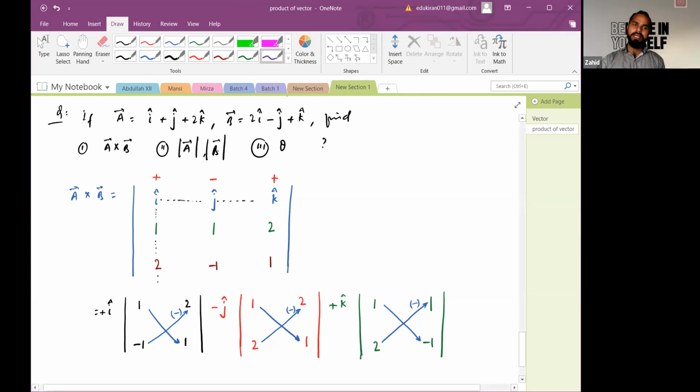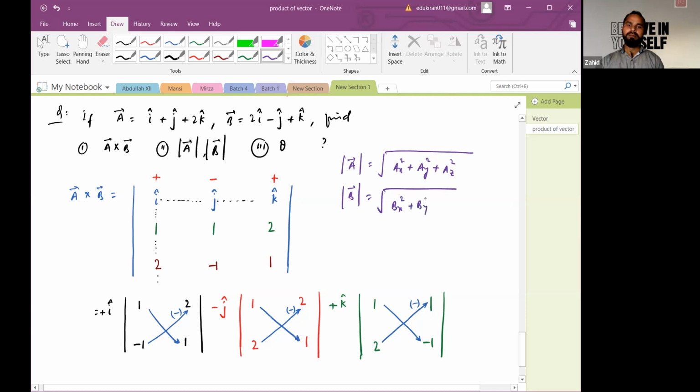To get mod A and mod B, apply the same formula as we did in the previous part. Mod of A will be root under ax square plus ay square plus az square, and mod of B will be root under bx square plus by square plus bz square.